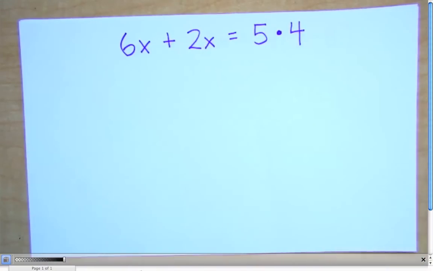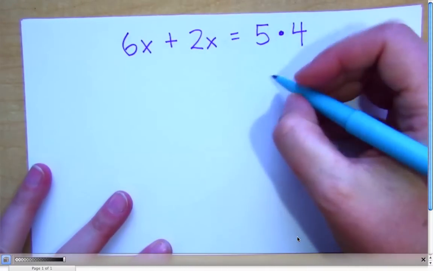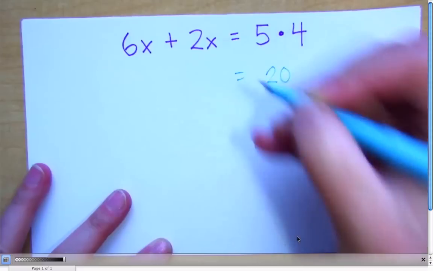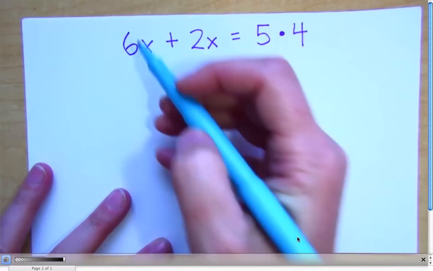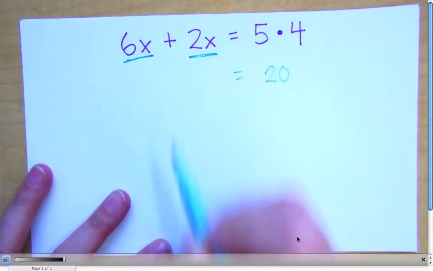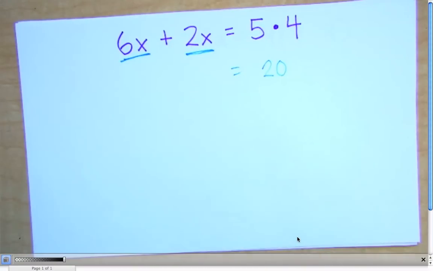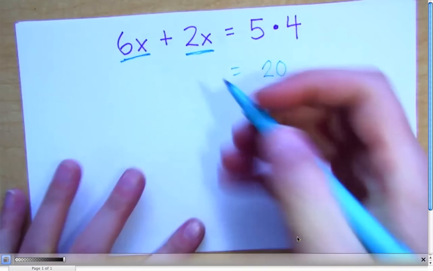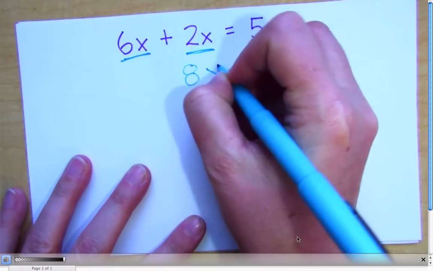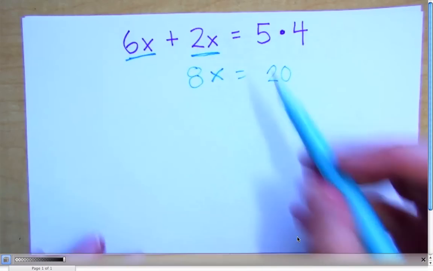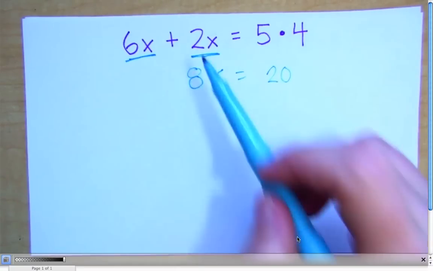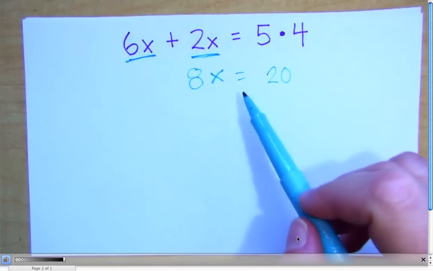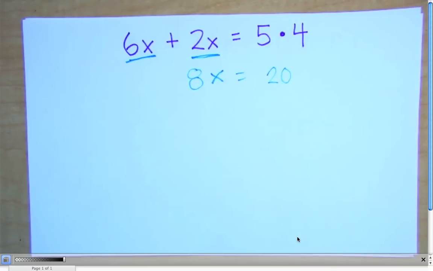All right, take a look at this one. So again, first step, simplify. So on my right side, that one's pretty easy. I got 5 times 4, so that's going to be a 20. So the right side is completely simplified. Now, this time, 6x and 2x, I can combine those two. Those are like terms. They both have an x. So if I have 6 x's and I add 2 x's all together, I have 8x. When I'm combining like terms with variables, all I do is add up those coefficients. 6 and 2 is 8x altogether, and I have the 20 on the right side.